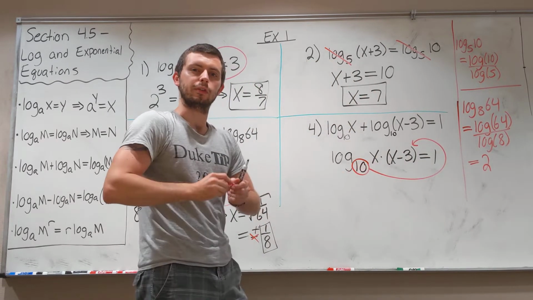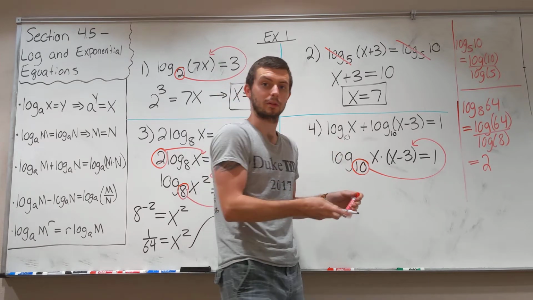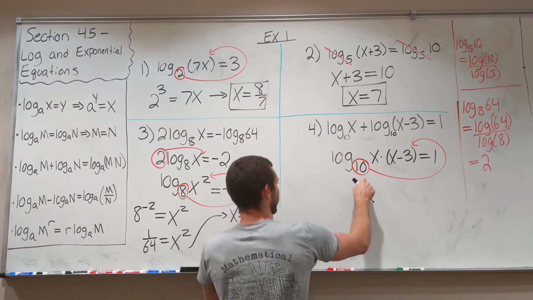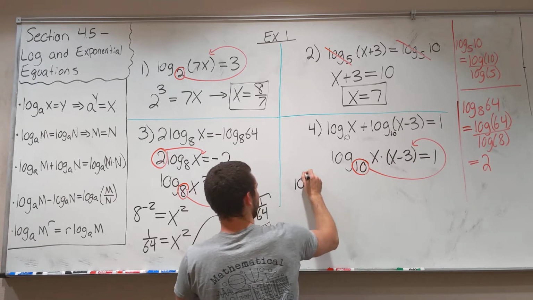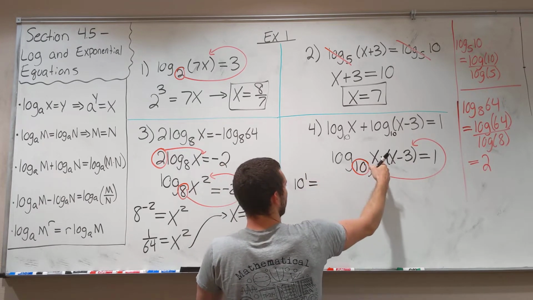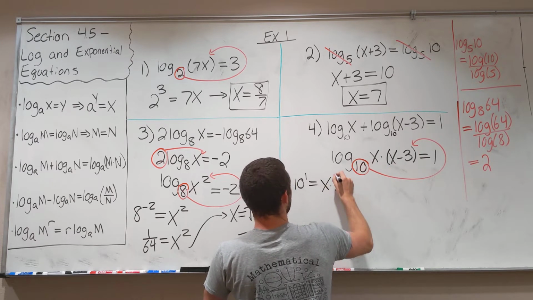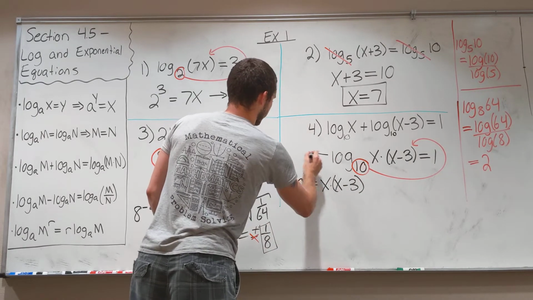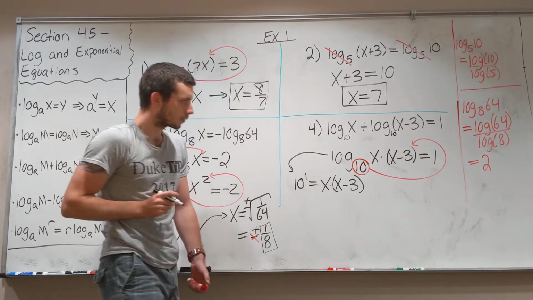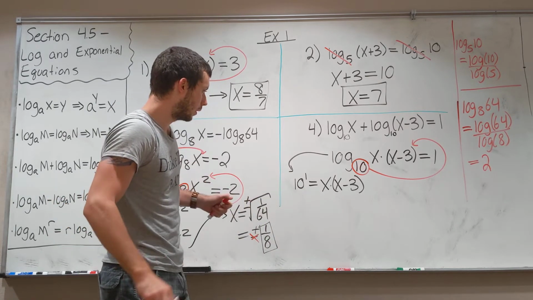And again, this tells us exactly how to format the exponential transition that we're going to use. It tells us that we would have 10 raised to the first power is equal to x times x minus 3. So that's the transition here. And from here, this is a lot more manageable to handle.